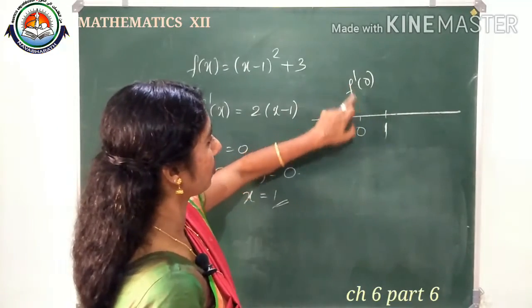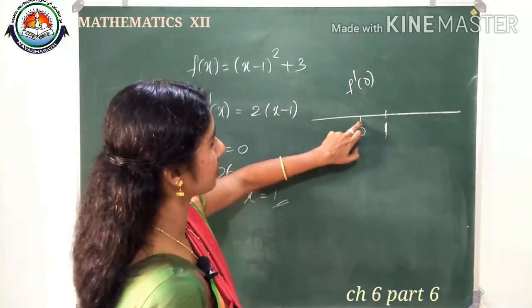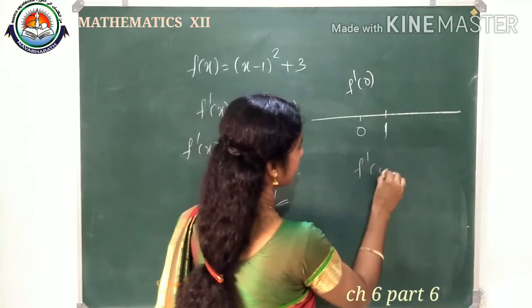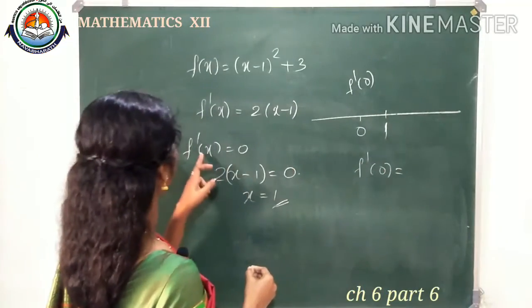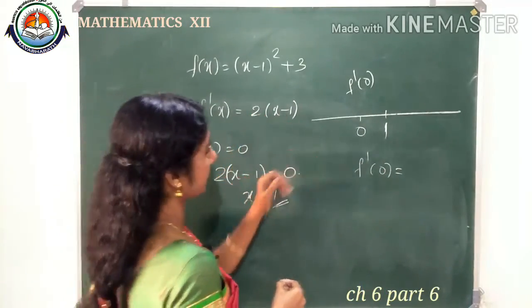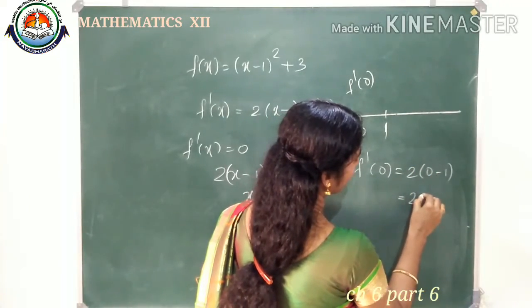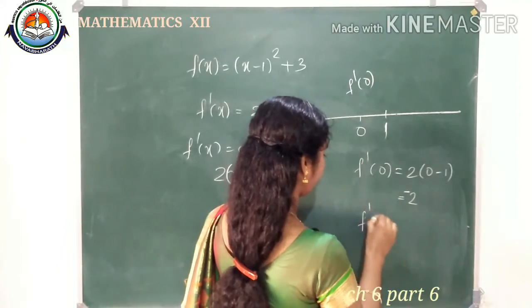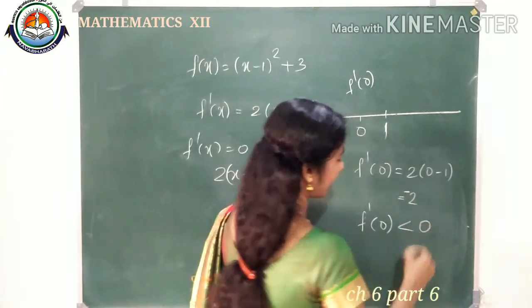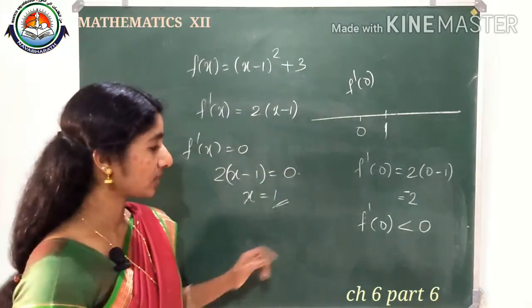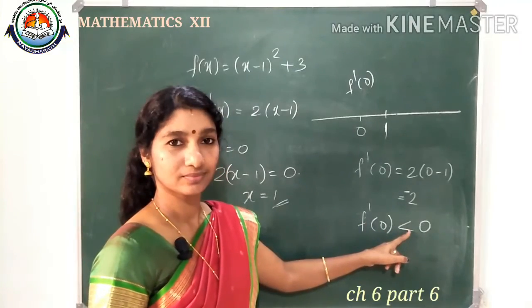So we should find f dash of 0. What is f dash of 0? f dash of 0 is equal to, f dash of x is 2 into x minus 1, so 2 into 0 minus 1, that is equal to minus 2. We are getting f dash of 0 less than 0. f dash of 0 less than 0 means what?